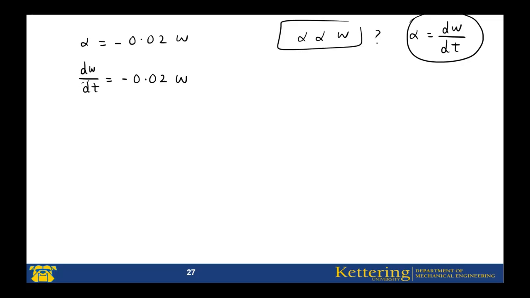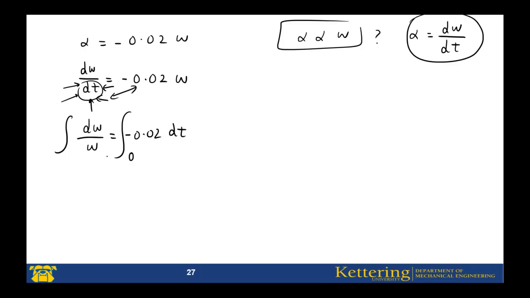Now, here a time appears. Look, time. What I can do is just change their places. I bring the omega to one side, I bring the dt to the right-hand side, which means that d omega divided by omega equals minus 0.02 dt. How can I solve this one? Take the integral on both sides.